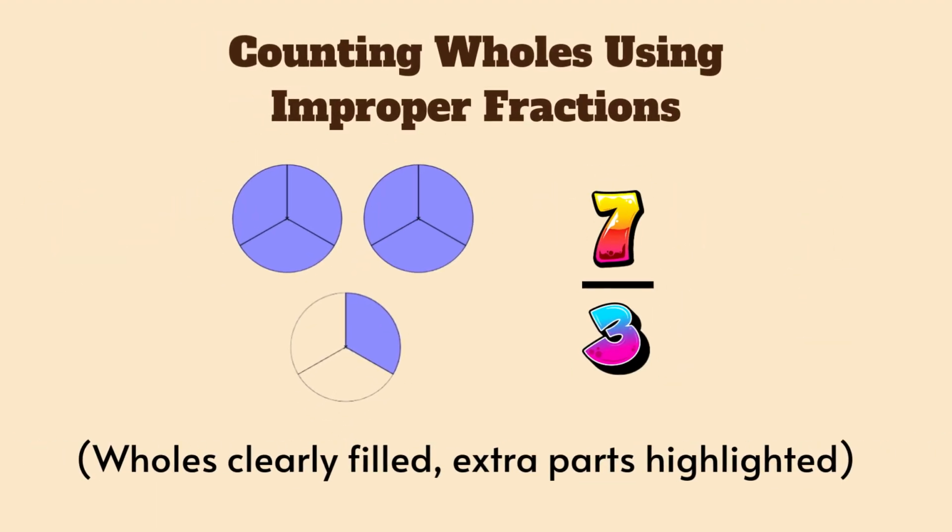Every 3/3 makes one whole. When we count all the thirds, we can see how many wholes are completely filled and how many parts are extra. This helps us visualize the size of an improper fraction.